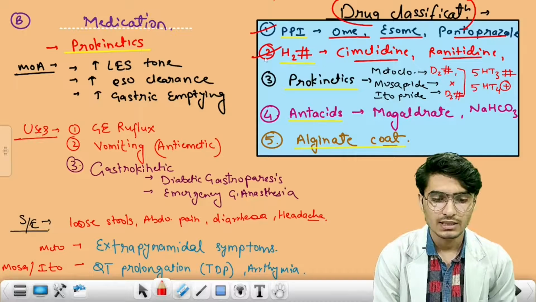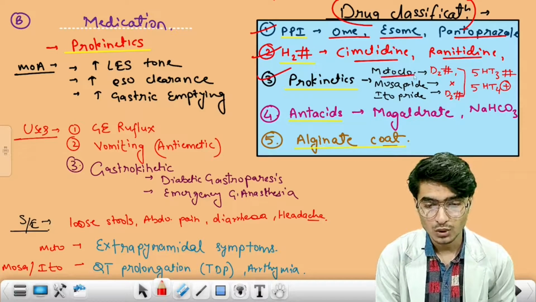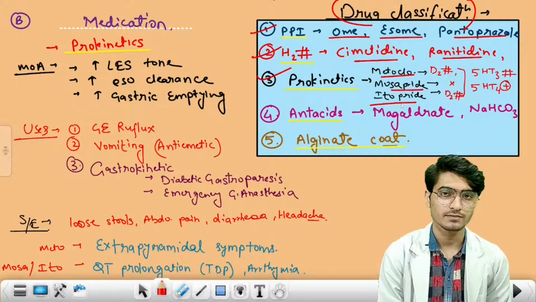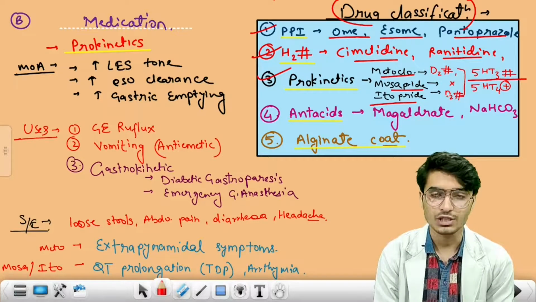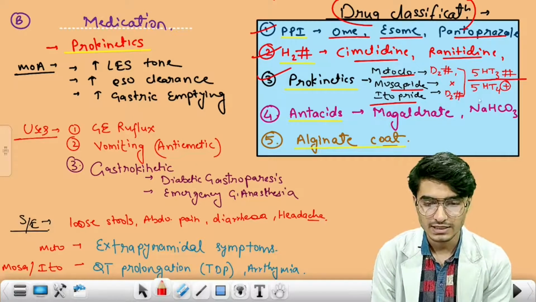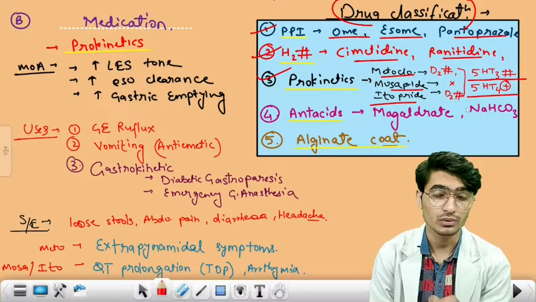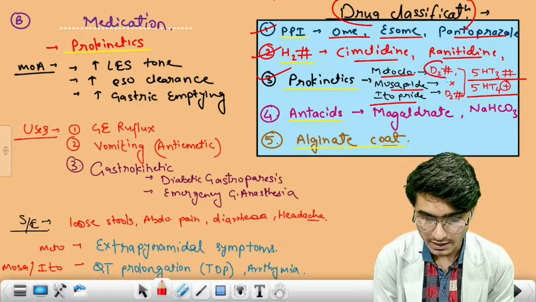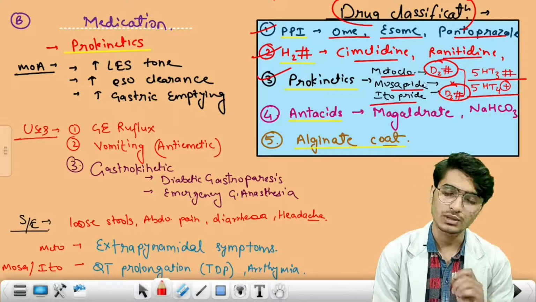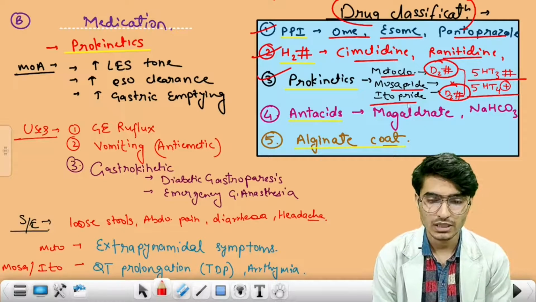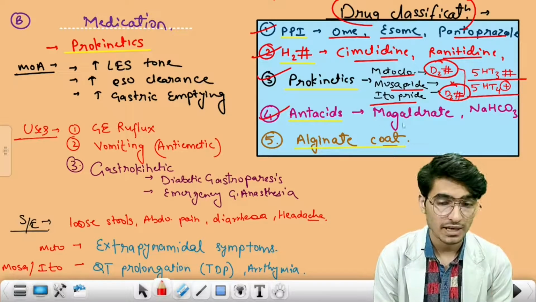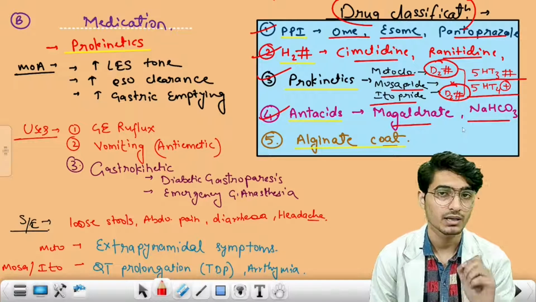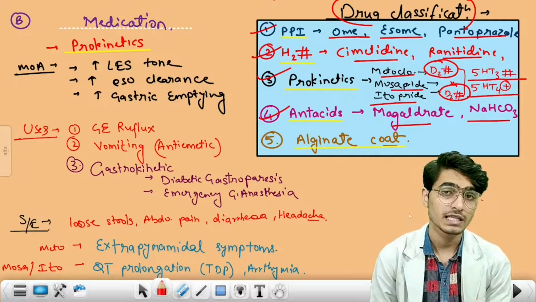The third thing is the prokinetics, such as metoclopramide, mosapride and itopride, right? All these 3 drugs cause blockage of the 5-HT3 receptor, and that causes stimulation of the 5-HT4 receptor, and only metoclopramide and itopride also cause blockade of D2 receptors here, right? That is the mechanism of prokinetics. This is followed by the antacids such as magaldrate and sodium bicarbonate, and followed by the alginate coat.